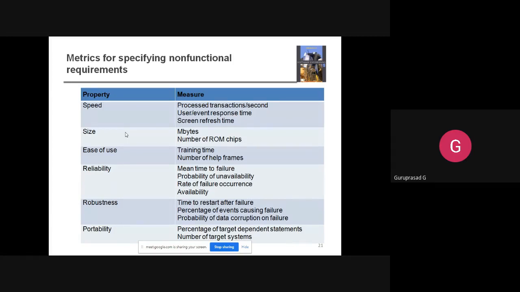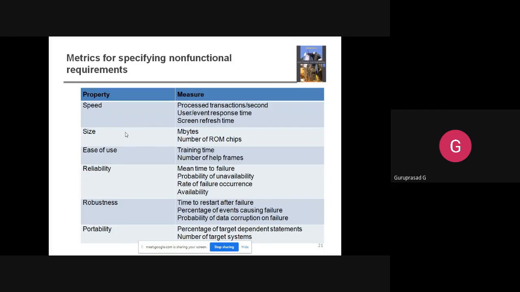Mean time to failure, probability of unavailability, rate of failure, and of course availability. When I say reliability, what is meant here is that the system should be reliable. So you are going to find out the probability of unavailability. What is unavailability here? When the system becomes unavailable for use. So when it is not available, naturally reliability comes into the picture. Correct? So you may not be able to rely on the software.